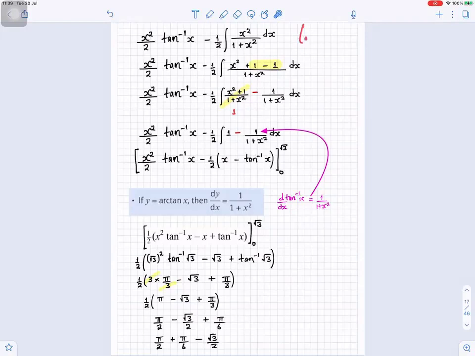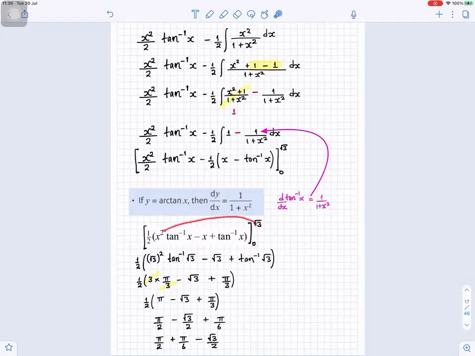Or you can do long division if you want. So what we're going to get here is 1. This will cancel. Minus 1 over 1 plus x squared. Now, when you integrate 1, you get x. When you integrate 1 over 1 plus x squared, you get inverse tan x. Substitute the values 0 and root 3.